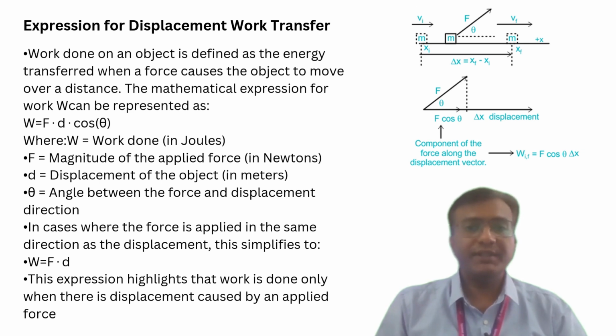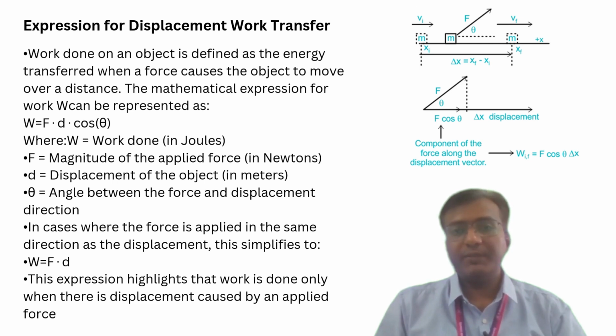In the most general sense, work is done whenever a force causes an object to move over a distance. It's a transfer of energy that results from a force acting through a displacement. This means that work requires both a force and a displacement. If there is a force but no displacement, or a displacement but no force, then no work is done.